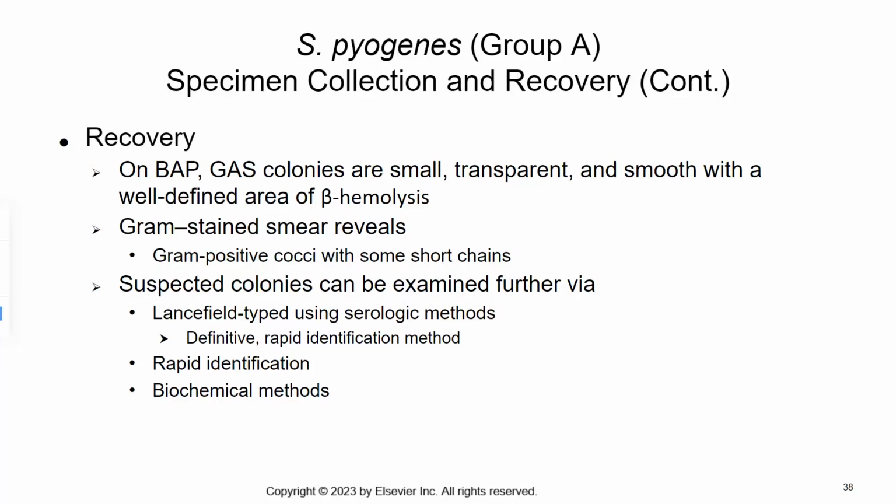On blood agar plate, GAS are small, transparent, and smooth with a well-defined area of beta hemolysis. So in the previous slide, it can go unnoticed. There's certain strains that may not be beta hemolytic, and if it's not beta hemolytic, then the tech would not know that it's there. So usually on throat cultures, what we're looking for is that clear zone of beta hemolysis around the growth.